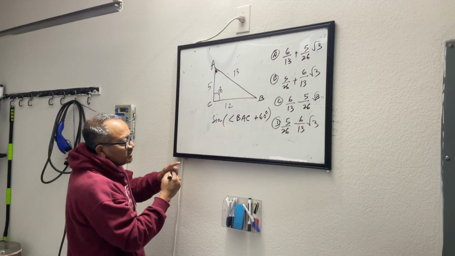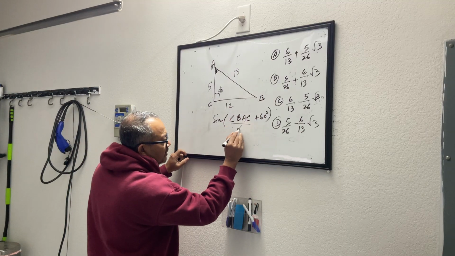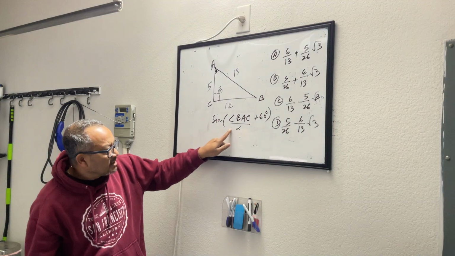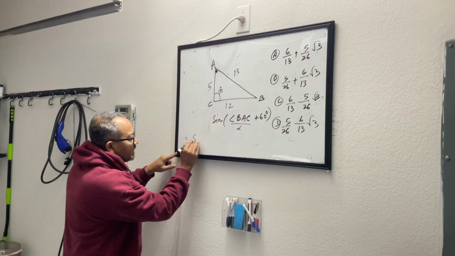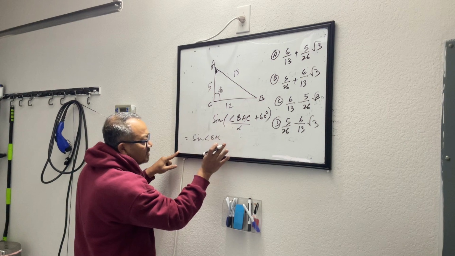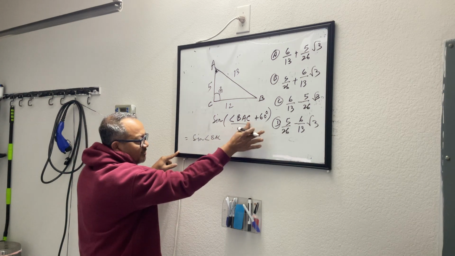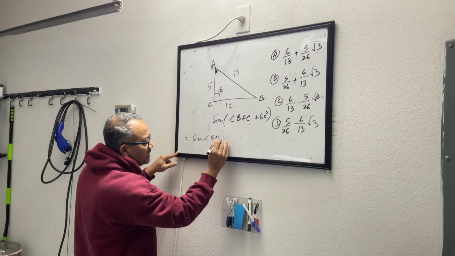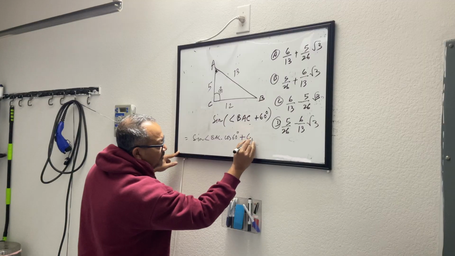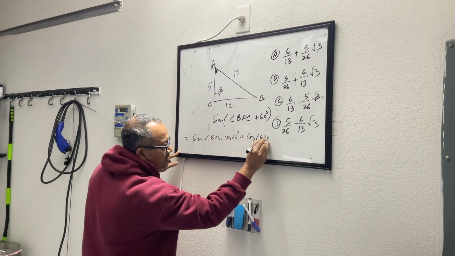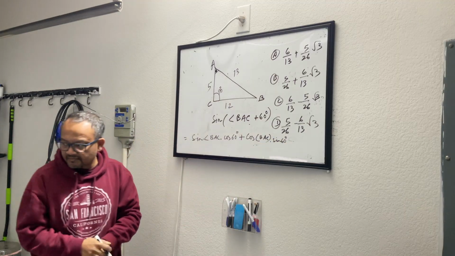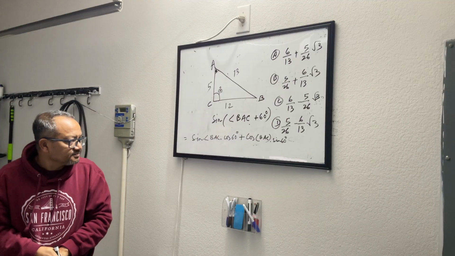So BAC, I will give it a name alpha, so that it's easy for us. So this is sine of an angle plus another angle. Sine of BAC times cos of 60 degrees, second angle, plus cos of BAC times sine of 60 degree. Correct? Sine A cos B plus cos A sine B.